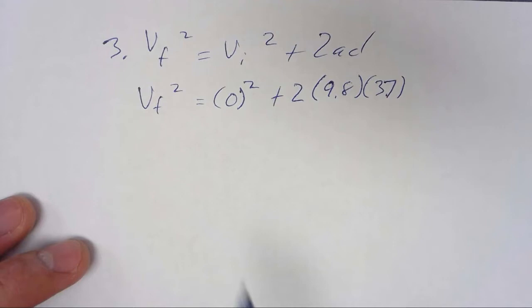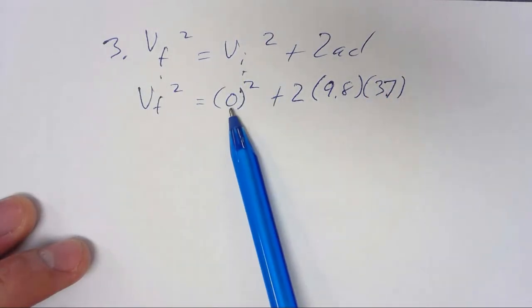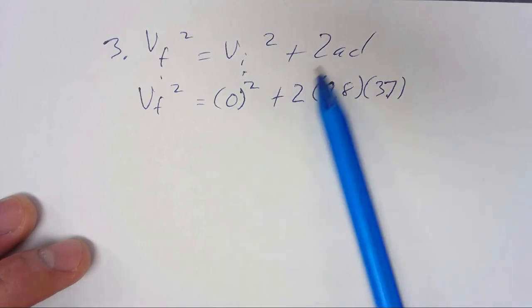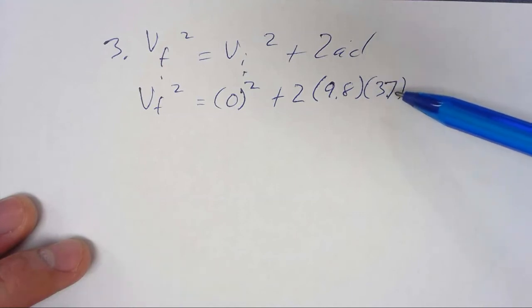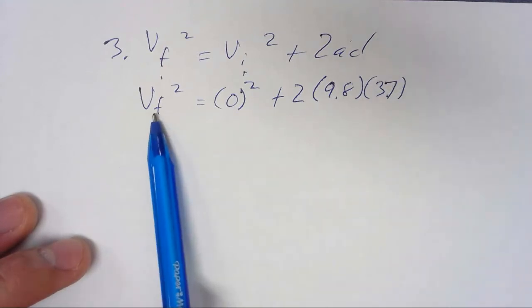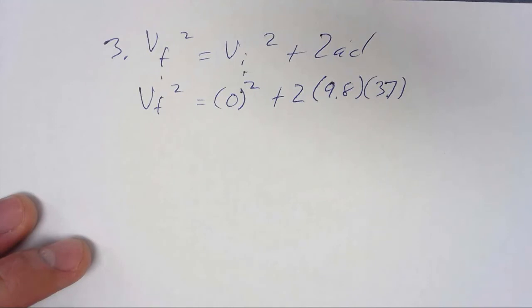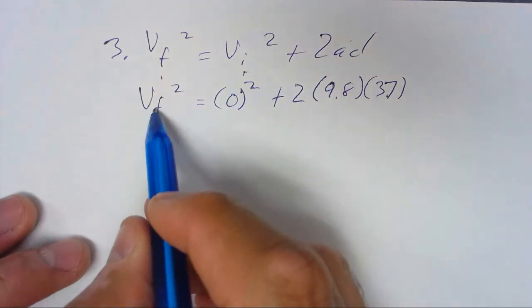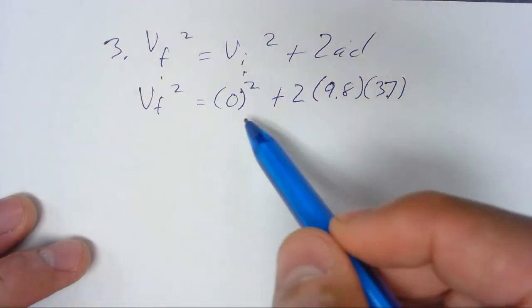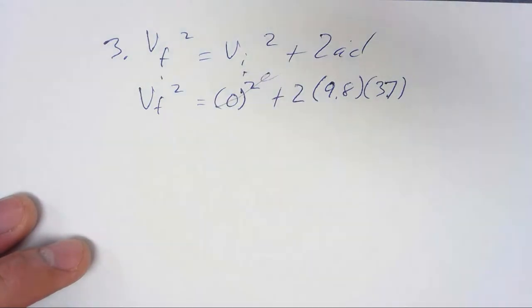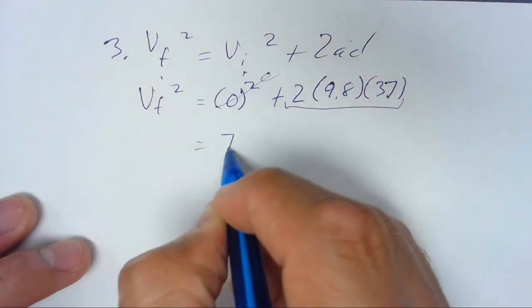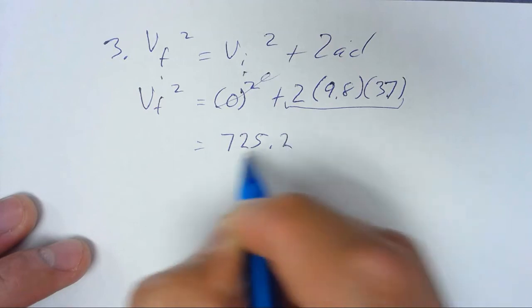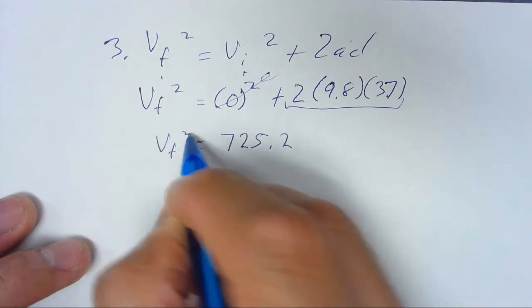Here's number 3. VF squared equals VI squared plus 2AD. We substituted our numbers in. VI was 0. We leave the 2. That's part of the equation. A is 9.8 and D is 37. We substituted those in. Leave VF the way it is because that's what we're solving for. Notice what we're solving for is squared in the equation. 0 squared is 0, that's going to go away, and 2 times 9.8 times 37 happens to be 725.2. And we're going to bring down the VF squared here.